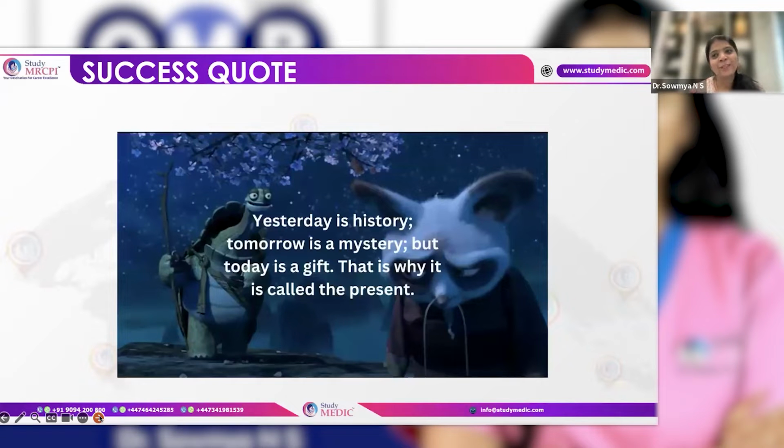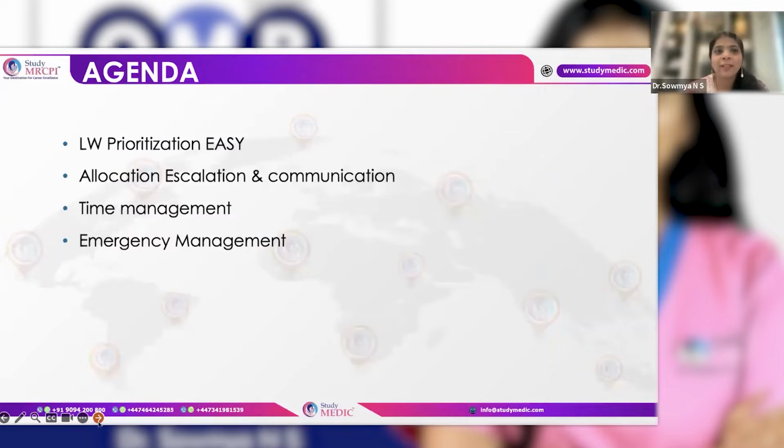Yes, to start with the success code. Remember, yesterday is history, tomorrow is a mystery, and whatever time you have got is the present, or the gift. So from wherever you are, start preparing and kickstart your day on a positive note, and nothing is impossible.